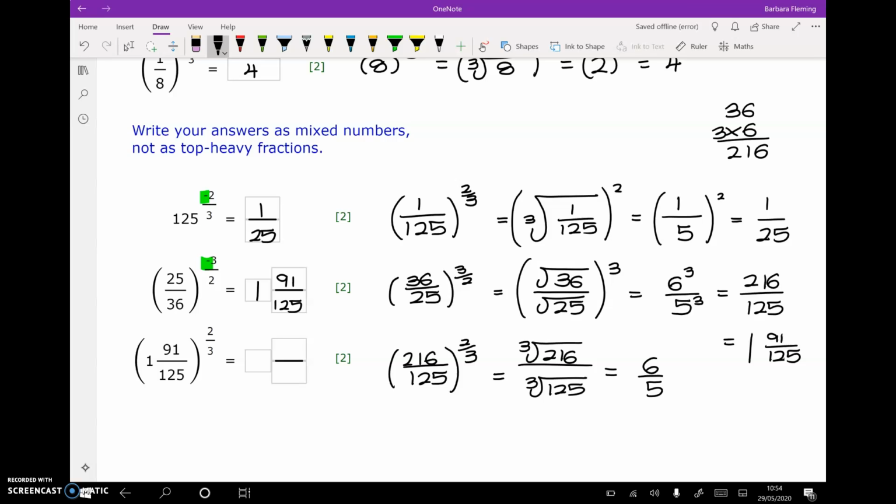So that gives you 6/5. Oh, don't forget your squares. I haven't forgotten my squared yet. And then we have to square that. So 6 squared, 36, 5 squared, 25, and writing that as a mixed number, 25 goes into 36 one whole time, and you've got 11/25 left over. 1 and 11/25. And that's you all done.